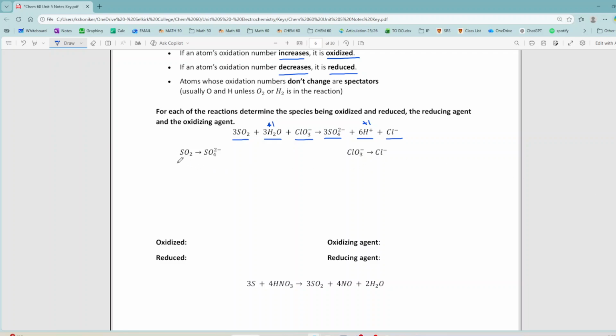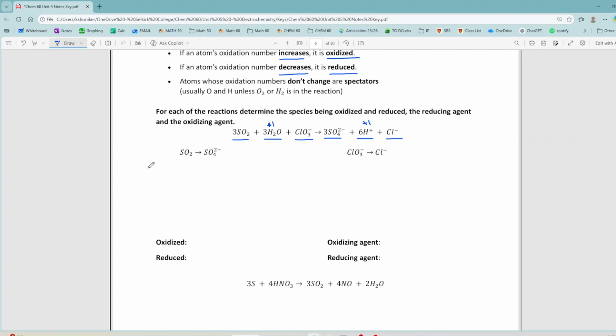So let's look first of all at the SO2 going to SO4 2-. For me, I can look at this and say, well, the oxygen in neither of these is a peroxide, although you might be seeing this O2 and thinking, wait a minute, O2 is peroxide. Not with sulfur. Sulfur is another non-metal. Non-metals don't form peroxides.